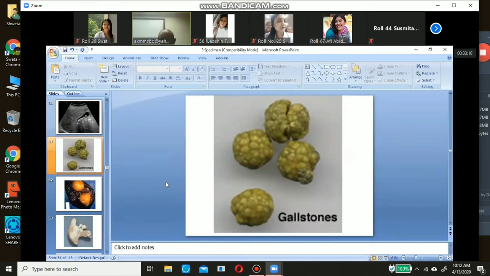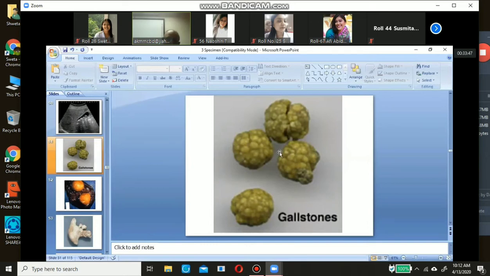Just try to understand the difference between empyema and mucocele. In empyema, the wall is thick, it is irregular, there may be pus or other things adherent to the gallbladder, but in mucocele, the gallbladder wall is very thin, it becomes transparent, and you can see the content of the gallbladder through the wall.